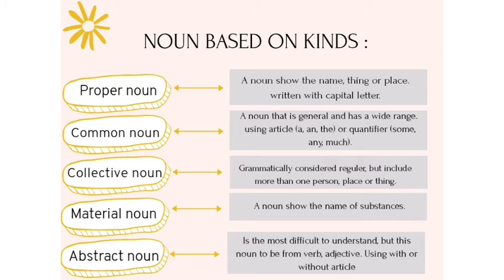Fourth is material noun. Material nouns show the name of a substance such as gold or wood, used without articles. And the last is abstract nouns. Abstract nouns are the most difficult to understand, but these are nouns that come from verb, adjective, or noun itself, used with or without article.